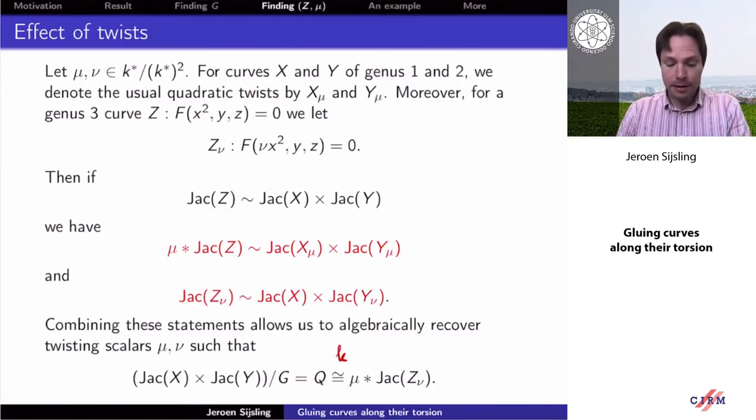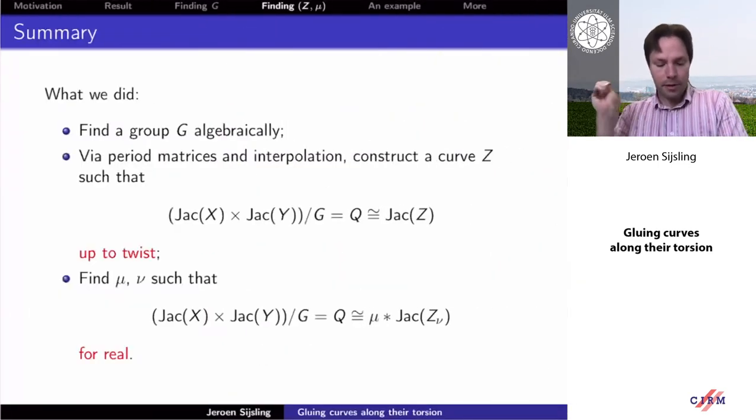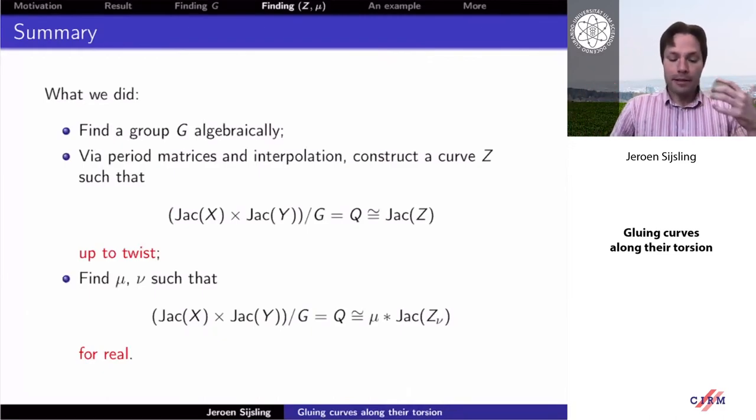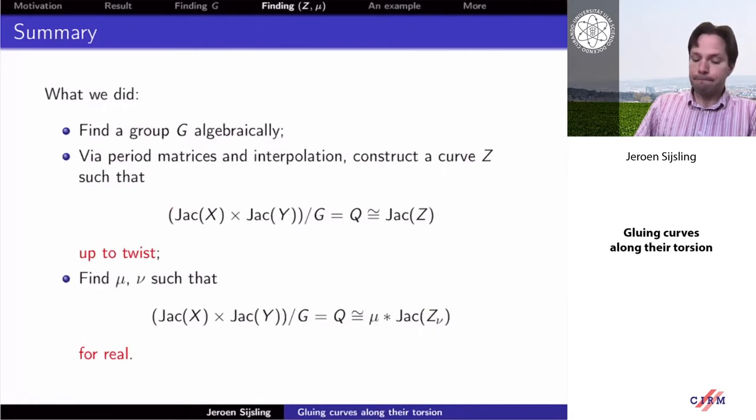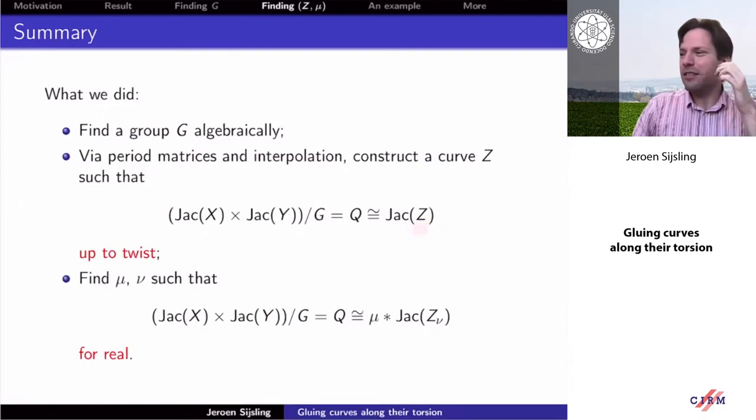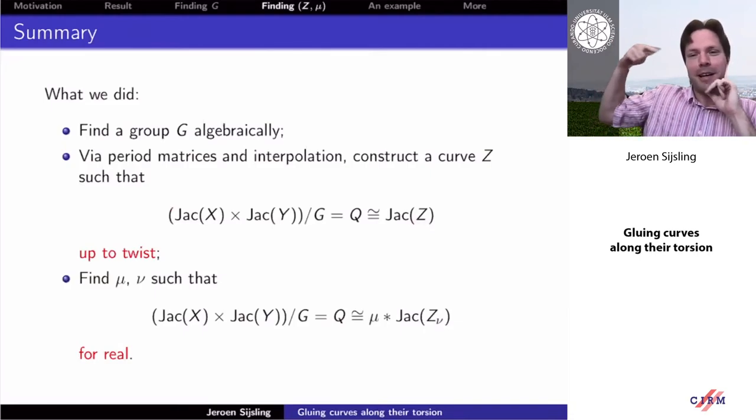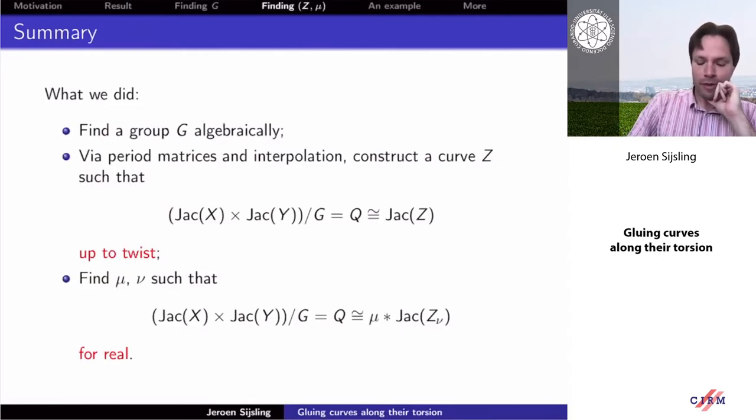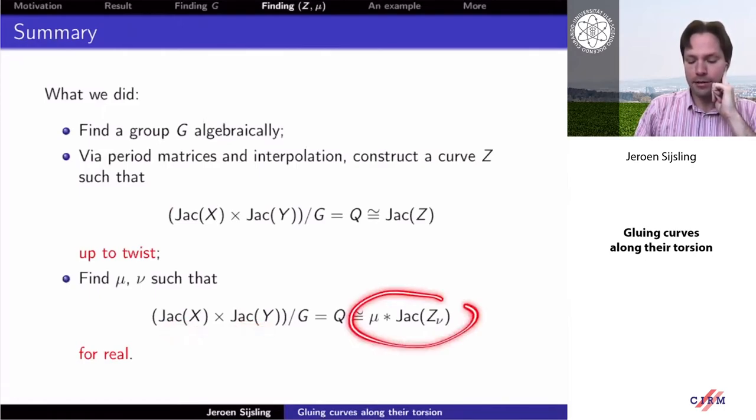And that's wonderful. And that is something that you can get out in our implementation, of which I will show an example. But I quickly repeat what we did. So the steps were, you find this group that you have to divide out algebraically via the criterion, and that is the criterion over the base field. Then using period matrices, you can get a curve Z over here. And that is just a universal formula, and you verify afterwards it works over any field of characteristic not equal to 2. And by twisting appropriately, you can actually make it true over the base that there is this isomorphism. And then you have what you want. You have your Jacobian of X and Jacobian of Y as factors of this thing over here.